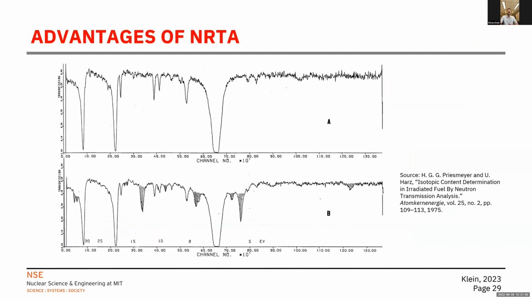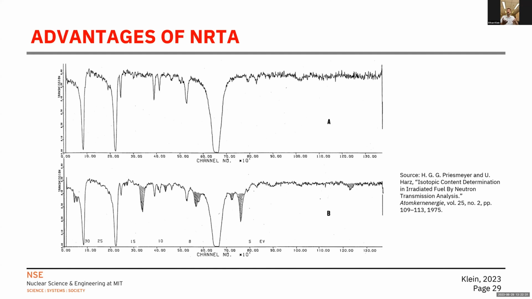So a few of the advantages of NRTA. I'm just showing you here the first paper on NRTA in 1975. To my knowledge, this was the first time somebody used neutron transmission as a means of inferring the composition of a nuclear material. Here we're looking at the transmission spectrum for low enriched uranium fuel. What you can see in those shaded dips are those corresponding to uranium-235. By analyzing the area under those dips and doing that fitting technique we just discussed, you can figure out the enrichment of that nuclear fuel.